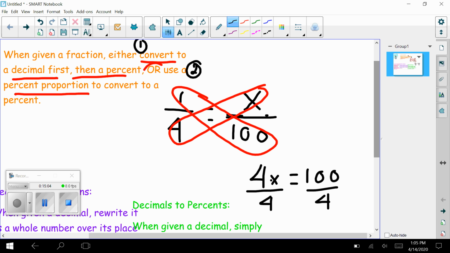So 4x divided by 4 gives us 1x, which we will write as x. And 100 divided by 4 is going to give us 25. So now we have to just make sure we include our percent sign. And we have found that 1/4 is equal to 25%.